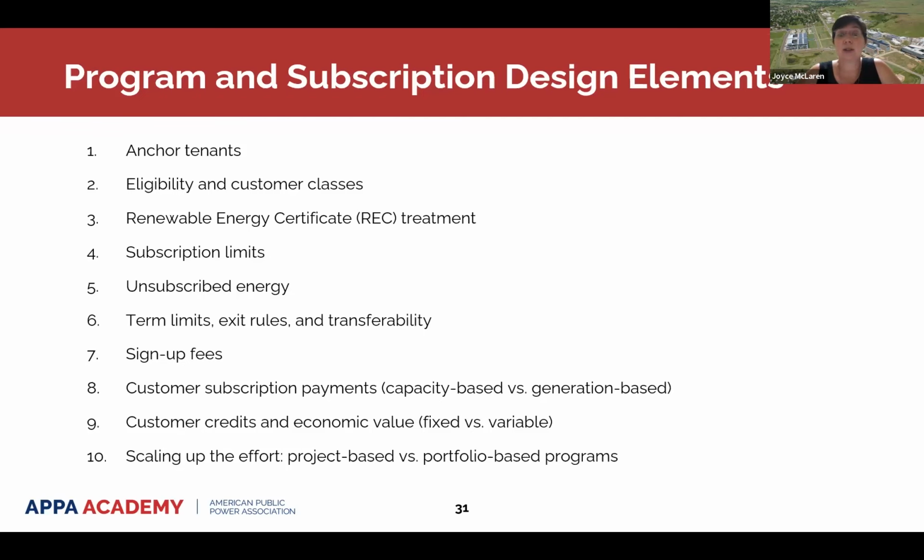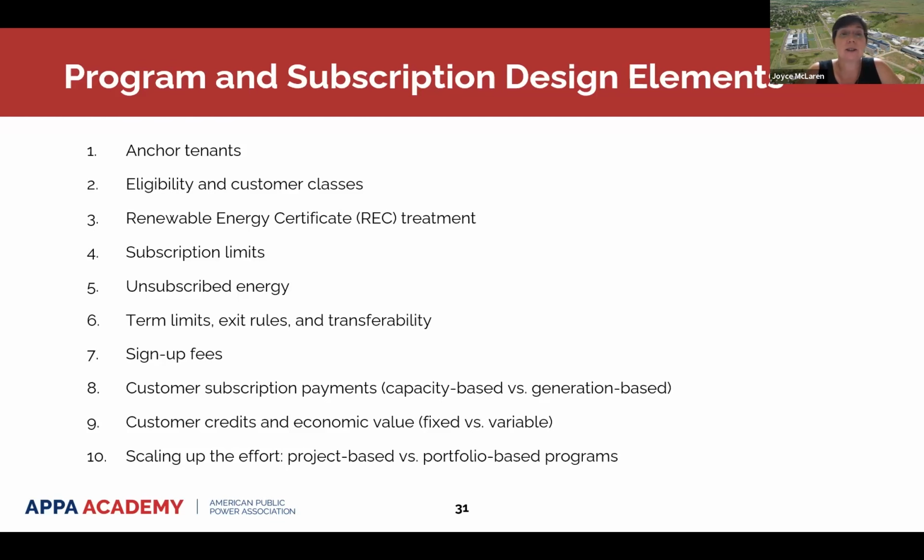It includes things like whether you have anchor tenants, who's eligible to participate in your program, how you're going to treat RECs, how you design subscriptions, how you design all of the entry and exit rules and transferring subscriptions, all of those details, and how you credit customers for their subscription, for the power that comes from the system. And so these are the details of designing the program and making it work on a day-to-day basis.